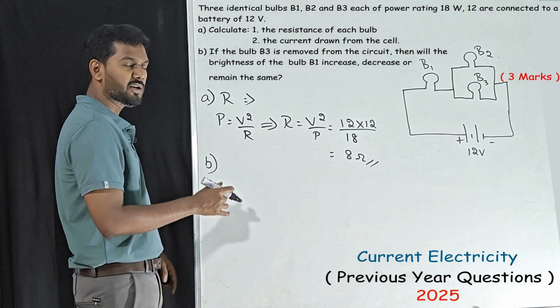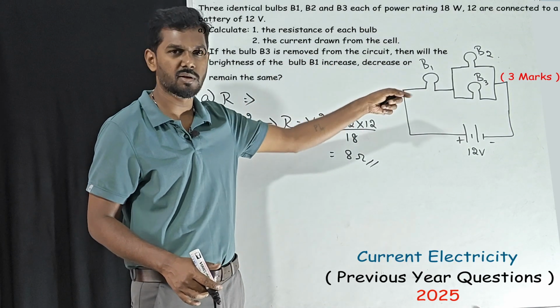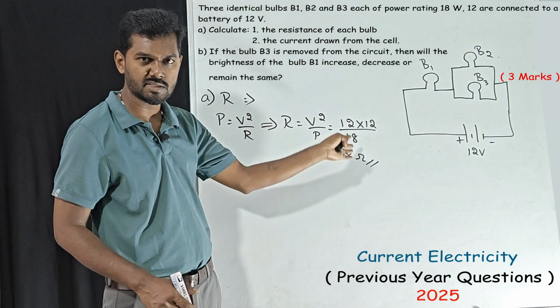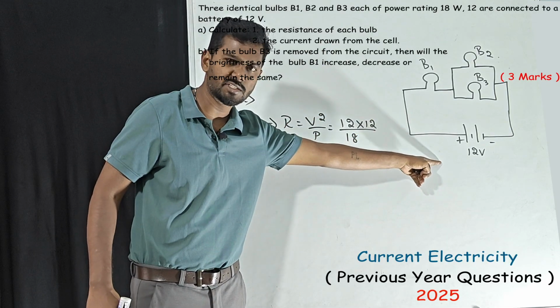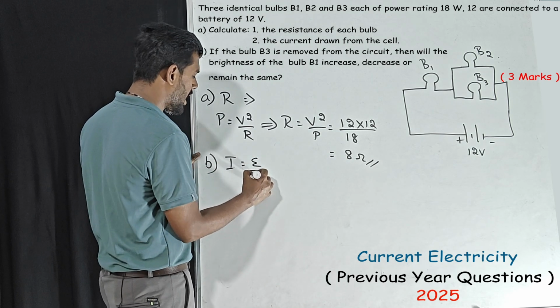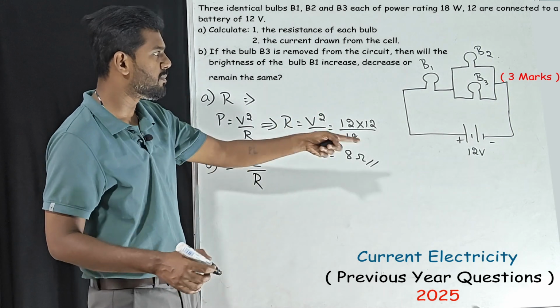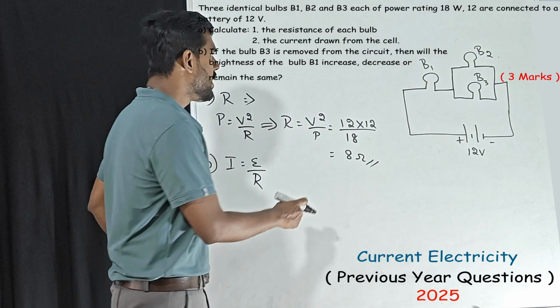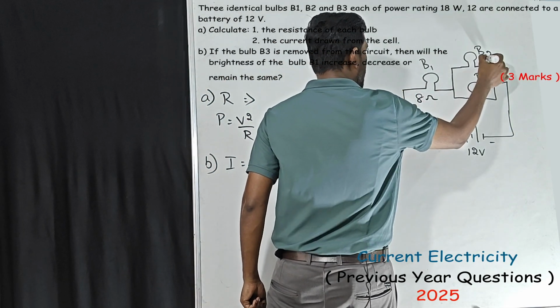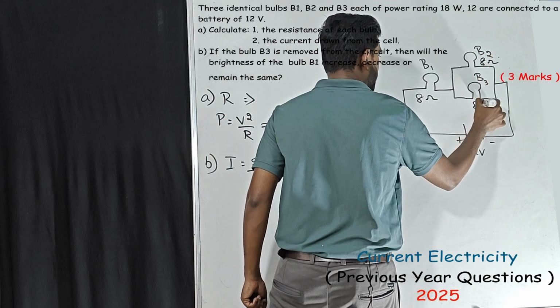For that we need to find the resistance of each bulb, which we got to know. Find the complete resistance. Then we have the voltage, the EMF is given. I is equal to E by R. What is R? R is the complete resistance of the circuit. We know each bulb has 8 ohm. So here 8 ohm, 8 ohm and 8 ohm.